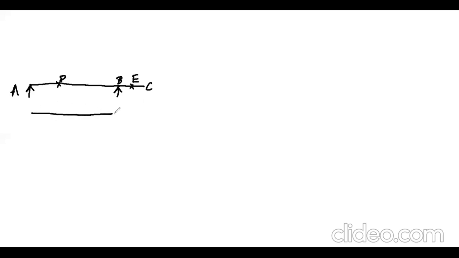Next we have to mark the dimensions of the beam. The clear span between the two supports is L, and the distance between support B and the free end C is denoted as a. The point D from the left support is denoted as Z, and from the free end to the point E, the distance is denoted as Z1.